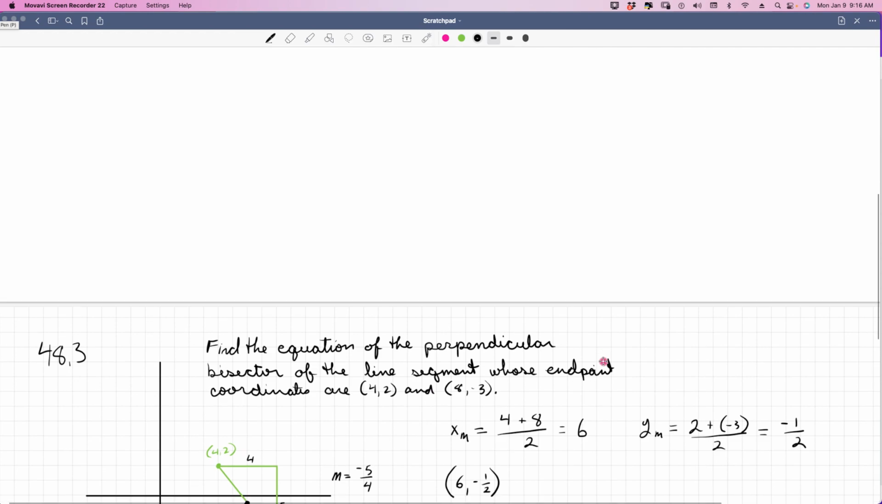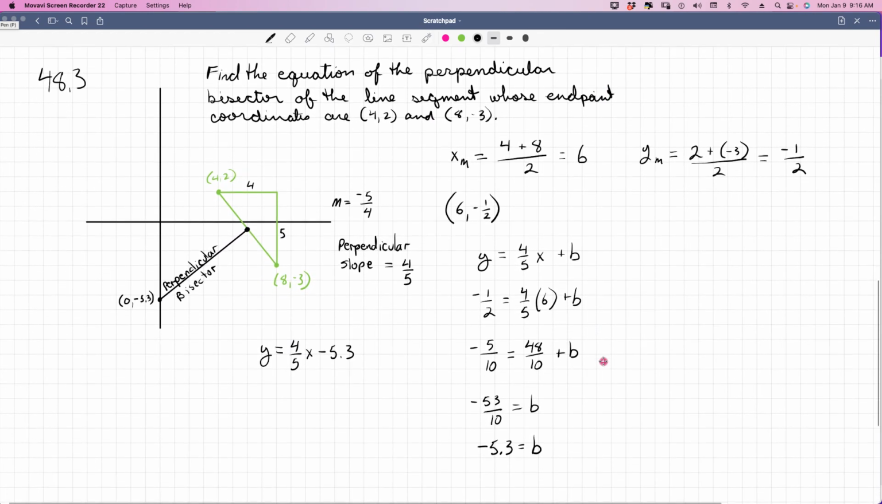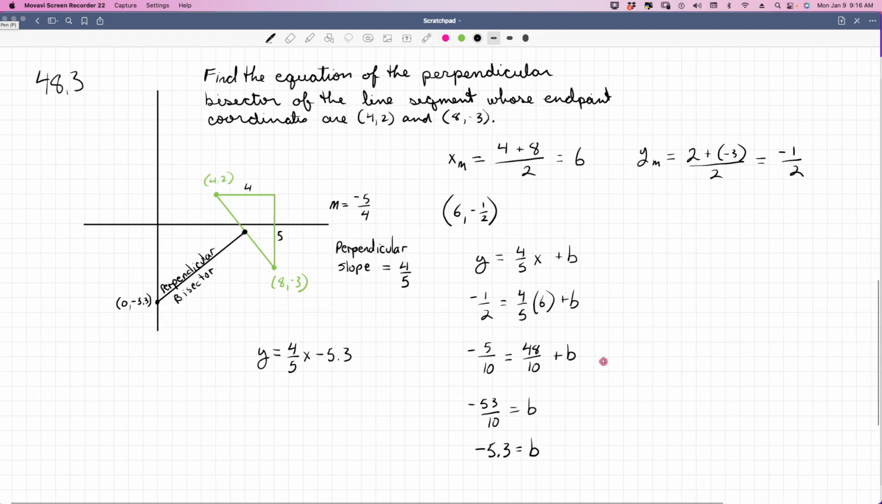We're going to do 48.3. I've already got it written out for us to save us a little bit of time. And as I'm talking it through, you guys can write through the notes. Pause me if I don't give you enough time to write it all out. So 48.3 says to find the equation of the perpendicular bisector. Bisector is our key word here. Of the line segment whose endpoint coordinates are 4, 2, and 8, negative 3. So here I have a little illustration of that line, 4, 2, and 8, negative 3.